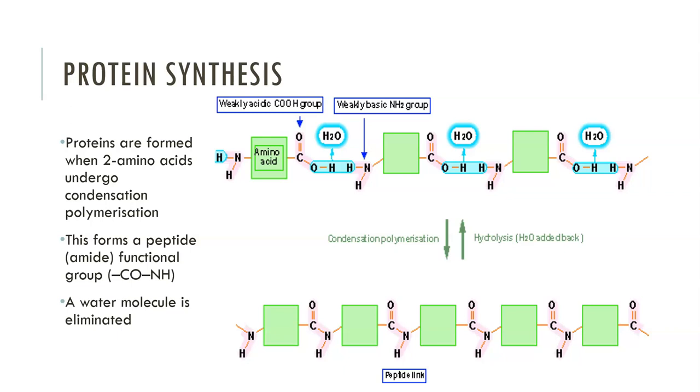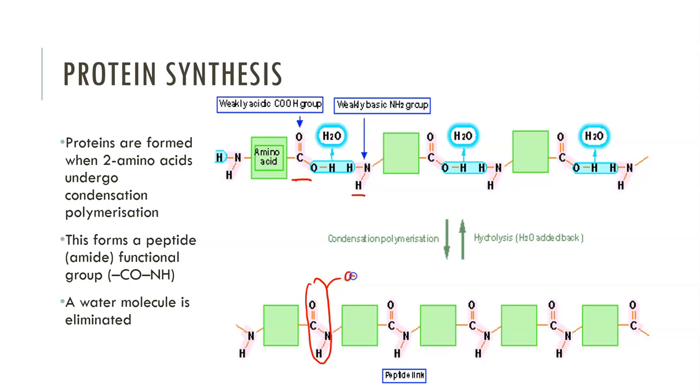For protein synthesis, it is a condensation polymerization. Previously, up until this point, we've only talked about addition polymerization where we require a double bond. Proteins are synthesized using condensation polymerization. That is, the carboxyl of one end of the amino acid will react with the amino of another amino acid. We will produce a molecule of water and the amide functional group.